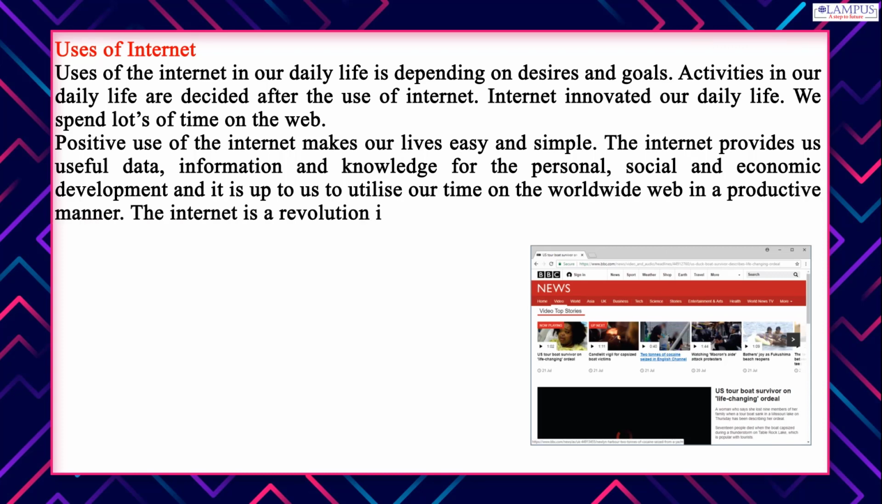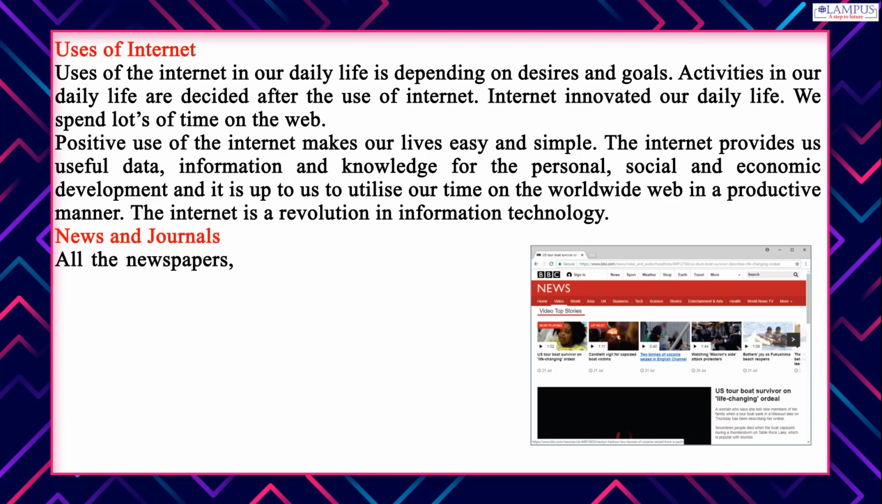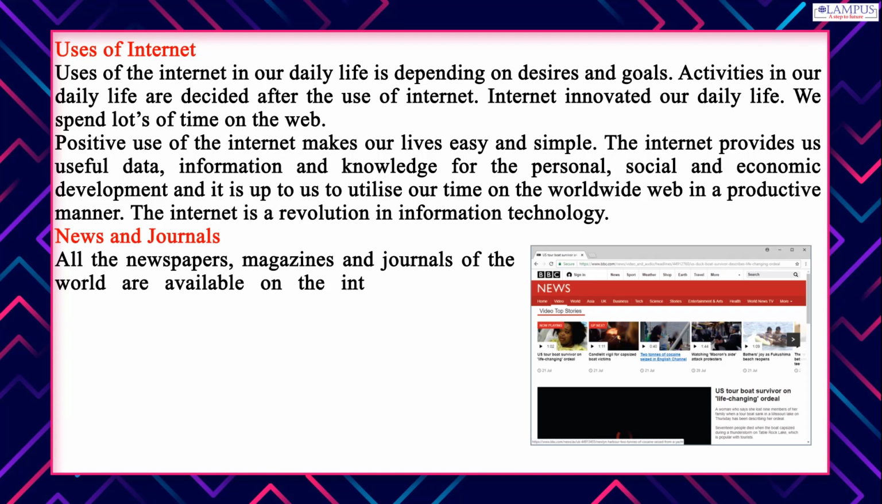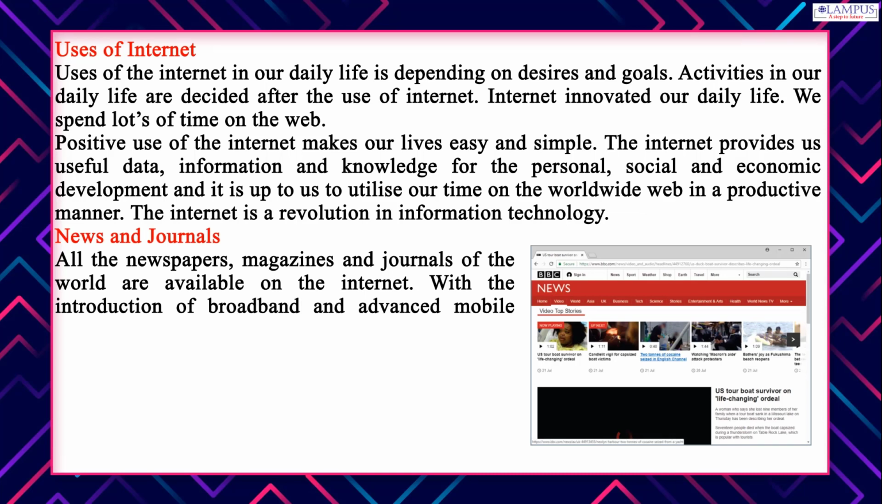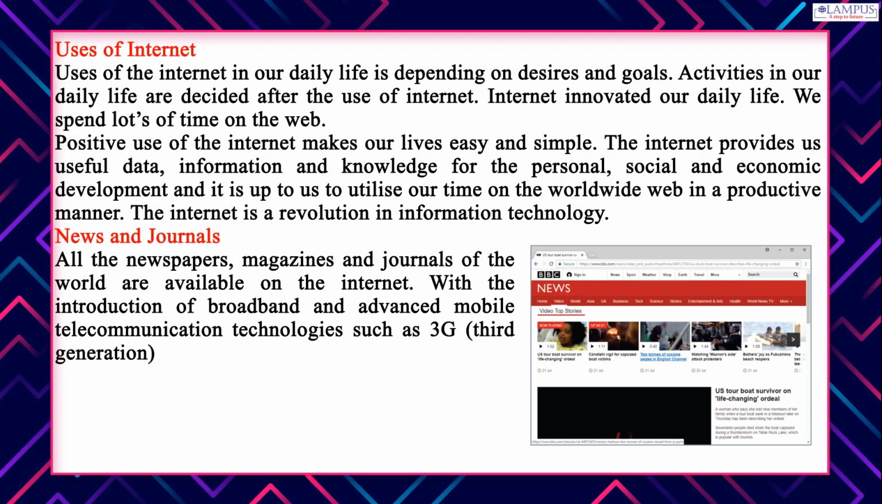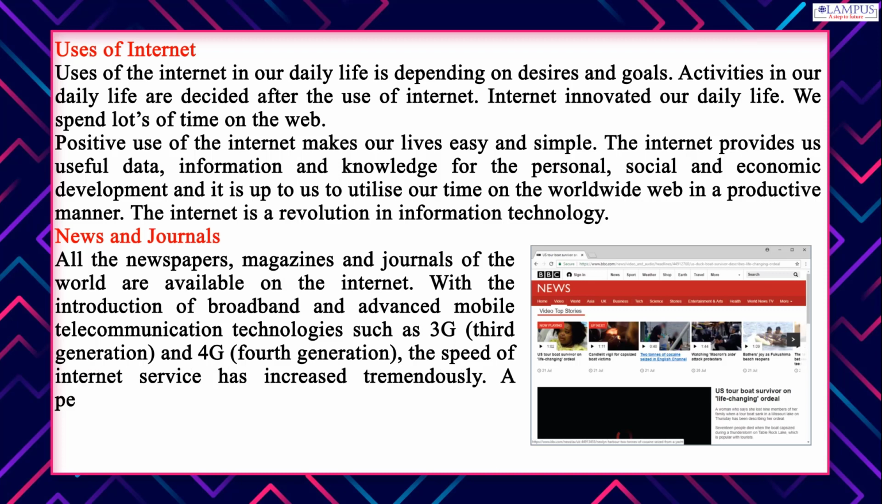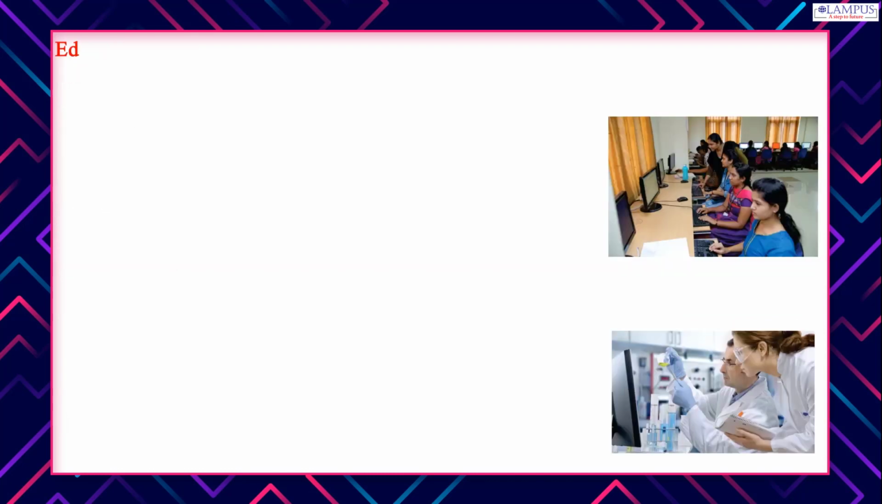The Internet is a revolution in information technology. News and journals. All the newspapers, magazines and journals of the world are available on the Internet. With the introduction of broadband and advanced mobile telecommunication technologies such as 3G, third generation, and 4G, fourth generation, the speed of Internet service has increased tremendously. A person can get the latest news about the world in a matter of few seconds.